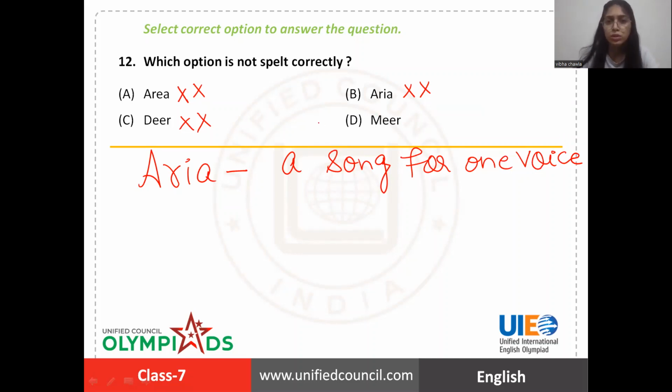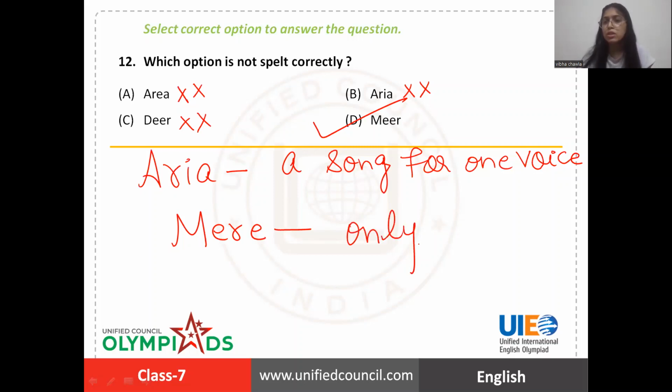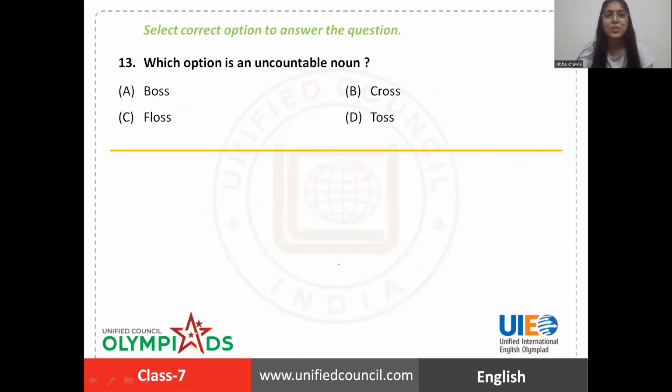But this word, there is no word like this, M-E-E-R in English. No such word. It could be this, mere, right? Which we use to emphasize that something is very little or only. Sometimes it means only. So this could be the word, M-E-R-E. But M-E-E-R is definitely not a right word. So that's why option D is the correct answer.